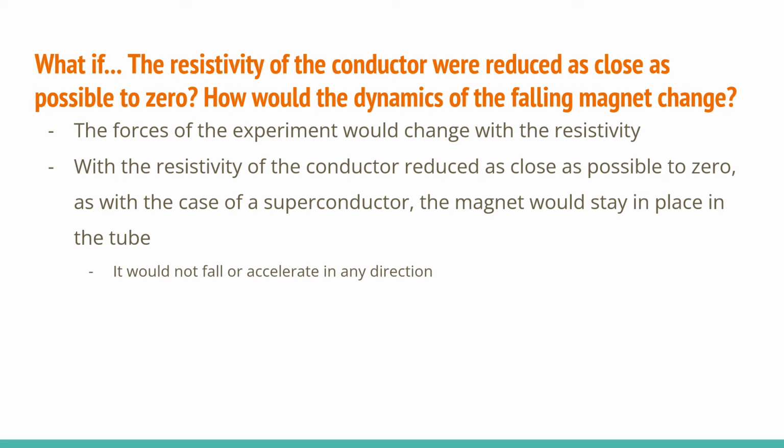What if the resistivity of the conductor were reduced as close as possible to zero? How would the dynamics of the falling magnet change? The force of the experiment would change with the resistivity. With the resistivity of the conductor reduced as close as possible to zero, as with the case of a superconductor, the magnet would stay in place in the tube. It would not fall or accelerate in any direction up or down.